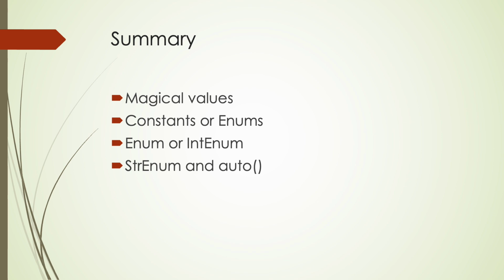In this video, we introduced how to use enums to replace magical values in our Python code to make our code more readable and more robust. We also compared the usage of constants, regular enums, special IntEnum and StrEnum, and finally the auto function, which can be used to generate enum values automatically.